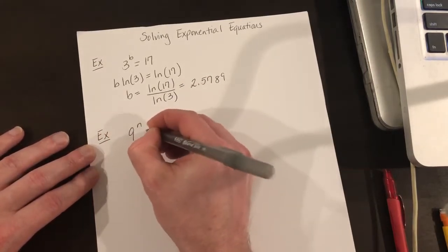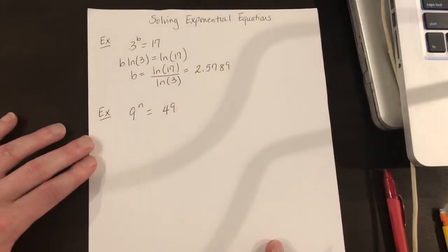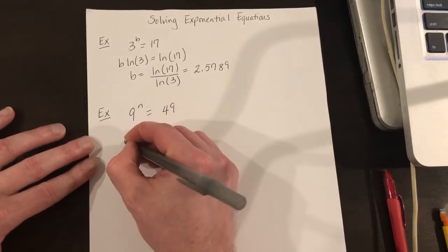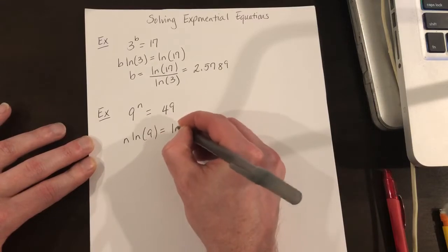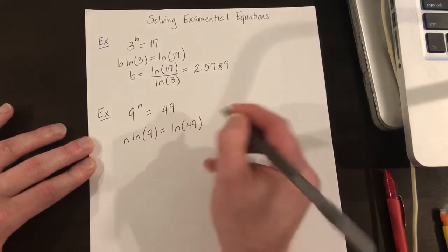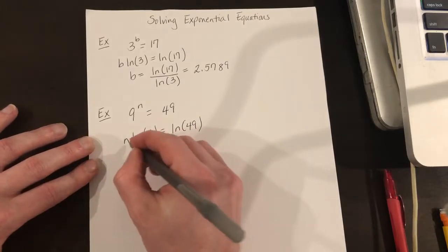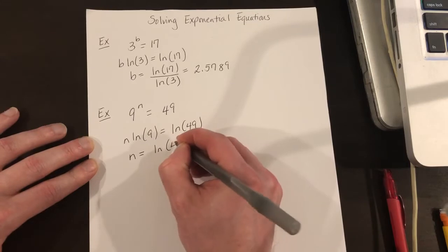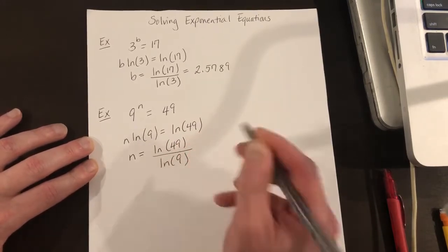9 to the n power is equal to 49. So we're going to do the same exact process. We're going to natural log both sides because we're solving for something in the exponent. So n natural log of 9 is equal to natural log of 49. Okay, so we're going to solve for n. So it's being multiplied, so the opposite of multiplication is division. You get natural log of 49 over natural log of 9.